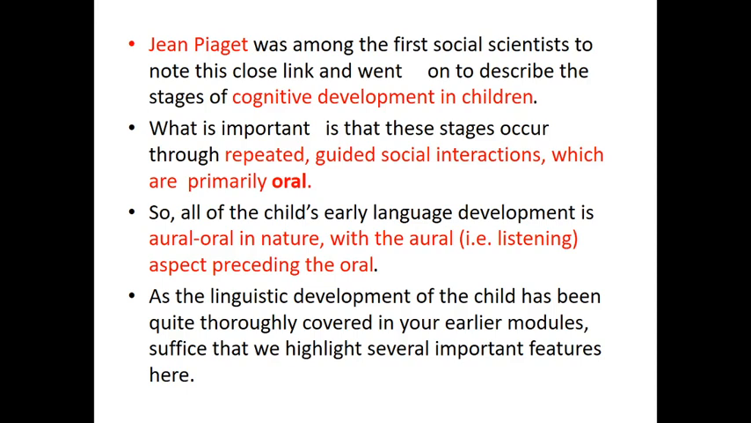So the child has the innate ability, and these stages occur through repeated, guided social interactions, primarily oral, according to Piaget. So all of the child's early language development is oral. Oral in nature, the child develops the language orally with the oral, that is listening aspect of the oral. So, as the linguistic development of the child has been quite thoroughly covered in your earlier modules, it is sufficient that we highlight several important features here.